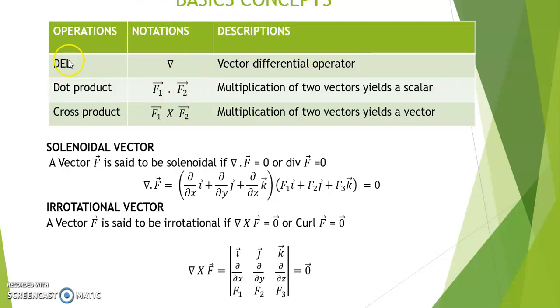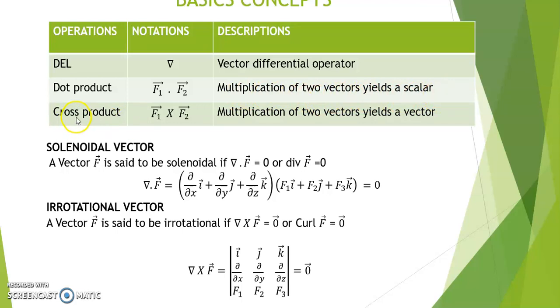First, this is called del. The other name for del is the vector differential operator. Next is the dot product. The dot product is operated between two vectors, and in the entire unit you will be dealing with vectors. So how do we operate the dot product between these two? It is nothing but the multiplication of two vectors, which yields a scalar.